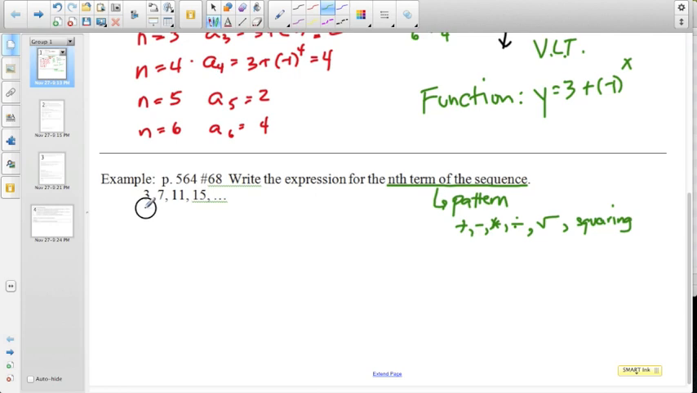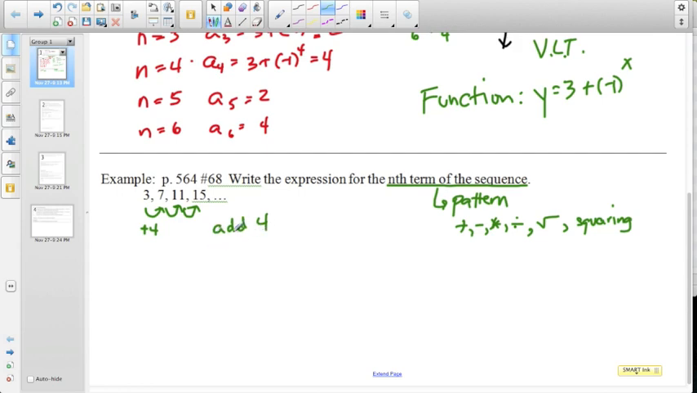But as we can see, as we go from 3 to 7, if we just start out with the basic 4 operators here, we can add 4 to get to 7, and then we can check to see if that works for 11, and it does, and if it works for 15, which it does. So we know we are just adding 4 here, and so we can then come up with an expression for this sequence.